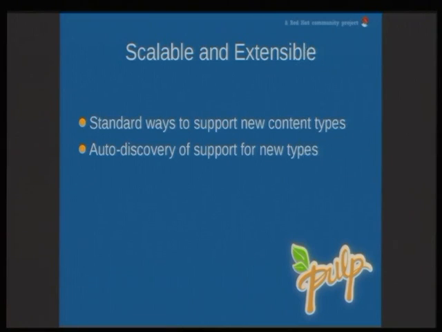Pulp is scalable and extensible. Pulp has a very flexible design. So our core features like synchronization and publish were implemented in a generic way, so you can extend it with plugins. A plugin tells Pulp how to get content into Pulp and how exactly to get content out of Pulp. And once this plugin is installed, Pulp has the ability to auto-discover it automatically.